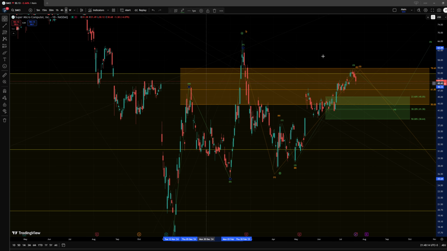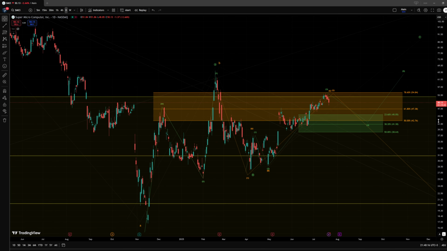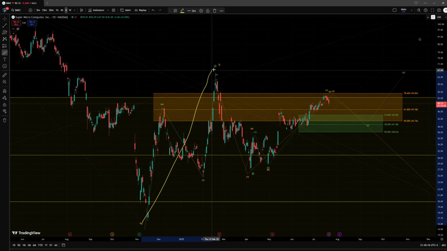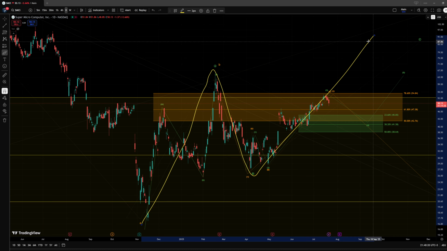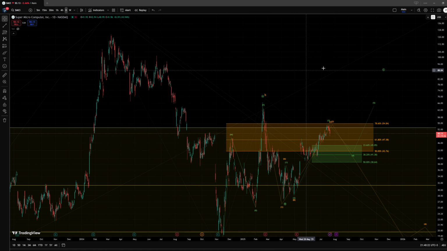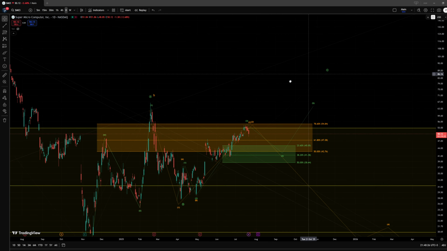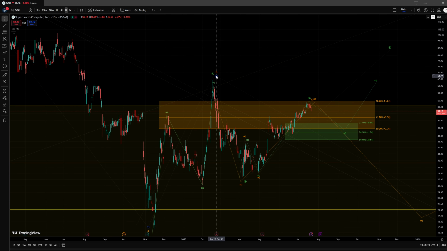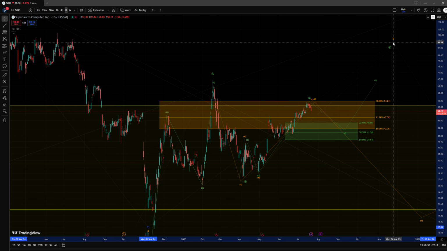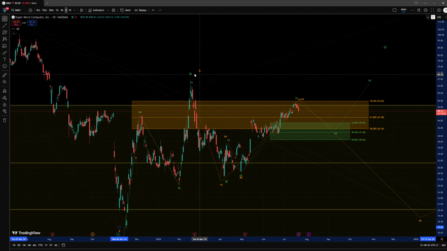And also we have the green scenario, in which we are tracking a larger A, B, C that could start off as a diagonal for a larger move to the upside, or just a larger ABC rather, or it could be the reset of the B wave.